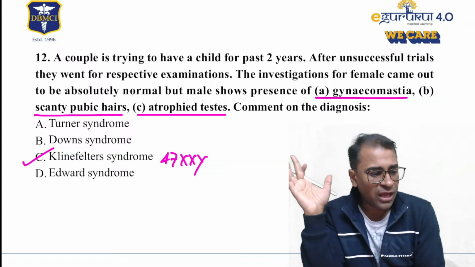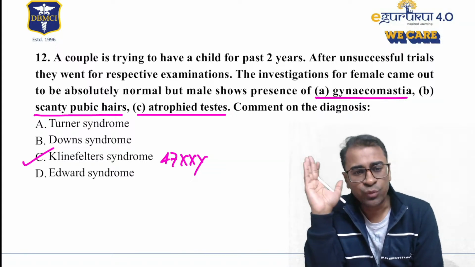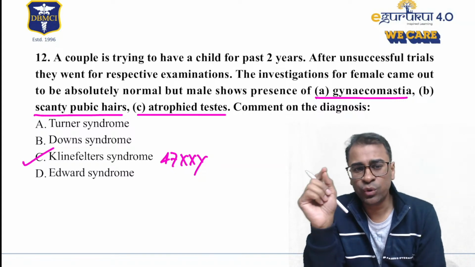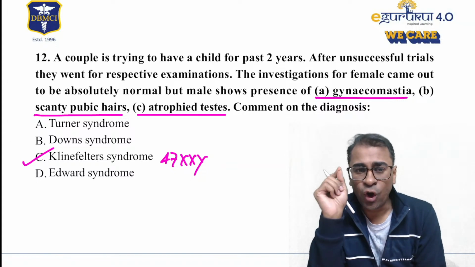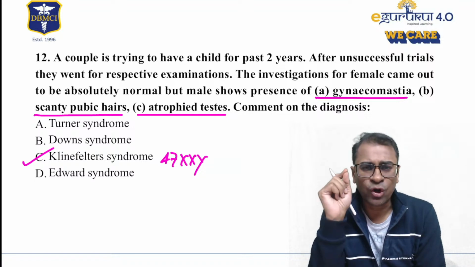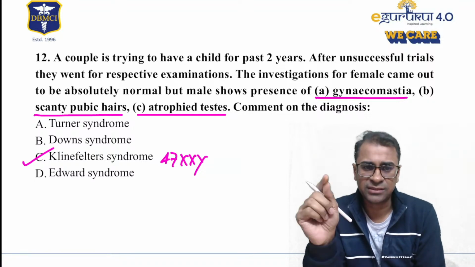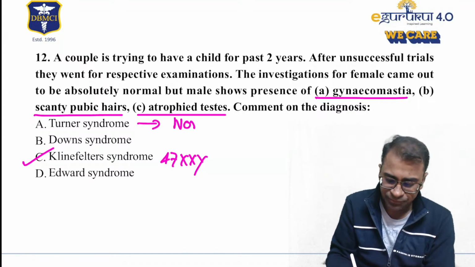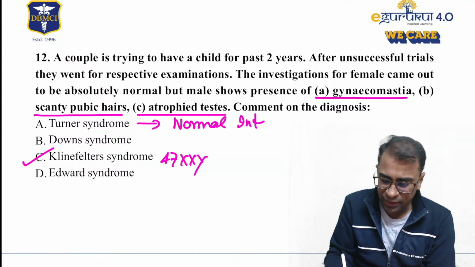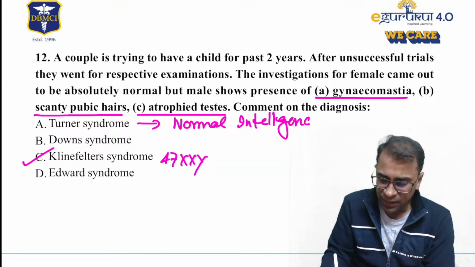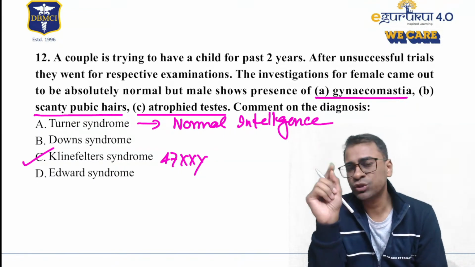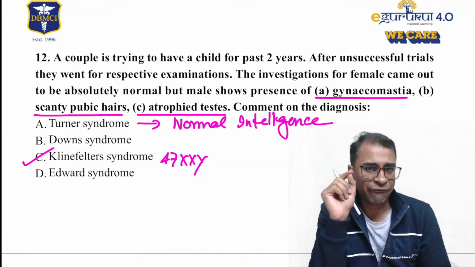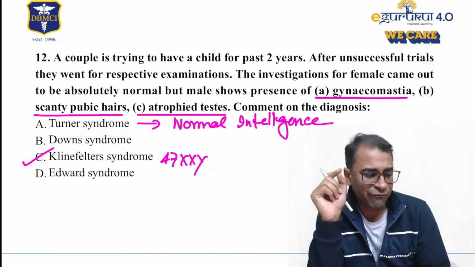Okay, tell me, among all these four findings, which of these four will show you a normal, absolutely normal intelligence? Yes, the answer is Turner syndrome. बिल्कुल सही. Normal intelligence. Okay. Second question. Which of them can show you a rocker bottom foot and overlapping fingers?